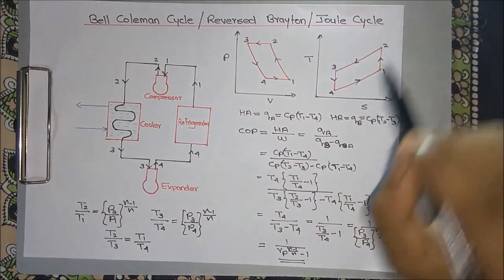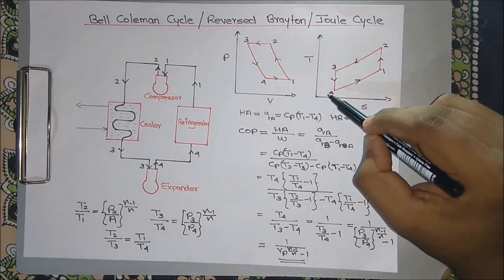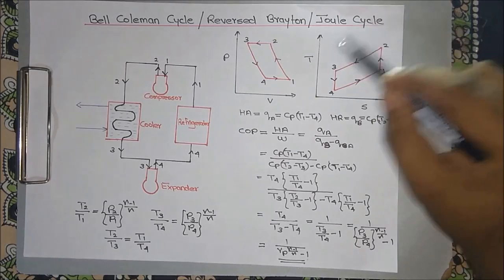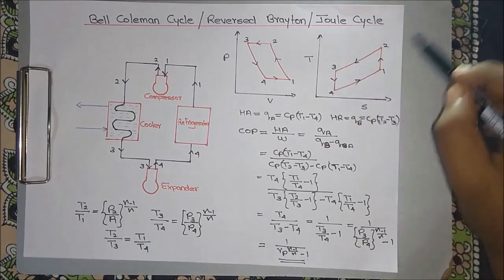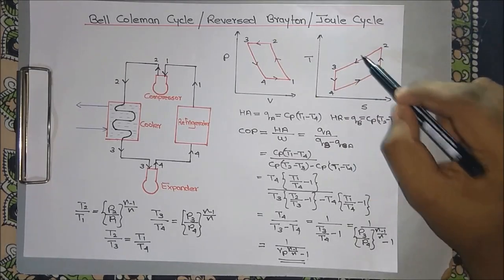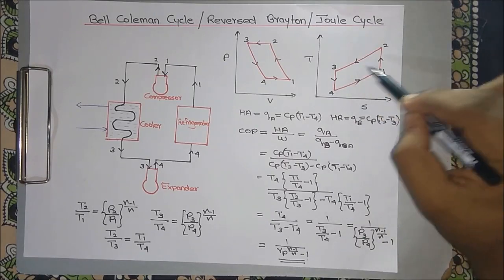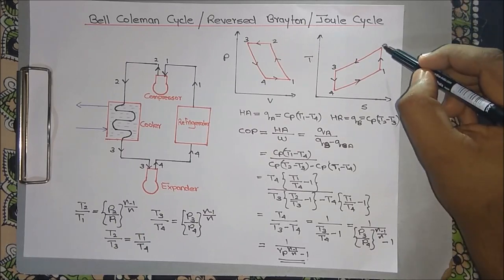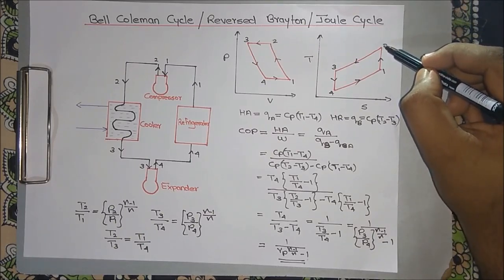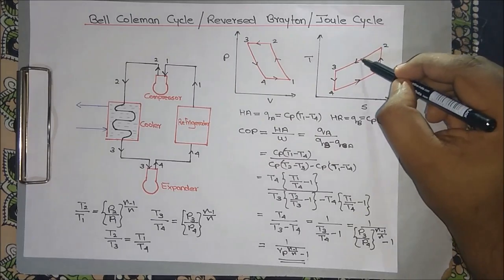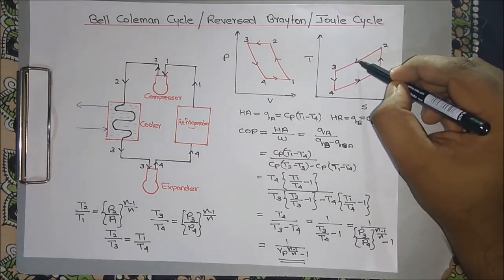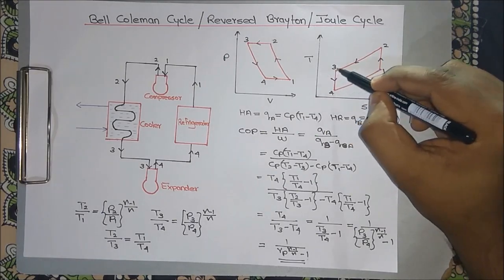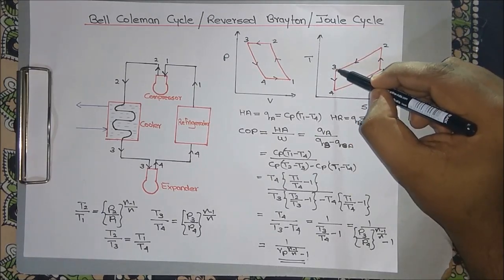That is, in a TS diagram, constant pressure lines are denoted in this fashion. There are an infinite number of constant pressure lines in a TS diagram. Two of the pressure lines are denoted here, 4 to 1 and 3 to 2. So from 2, the process is isobaric and cooling takes place. It will follow a constant pressure line, and it will cool to a temperature of T3, or reach the state of 3.